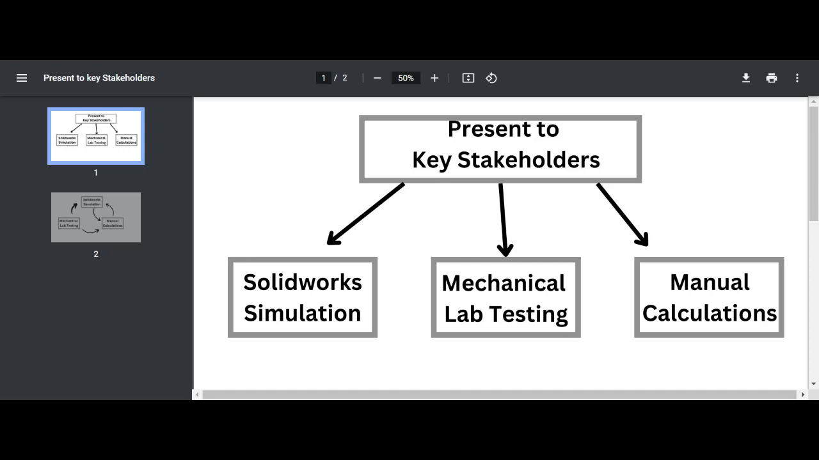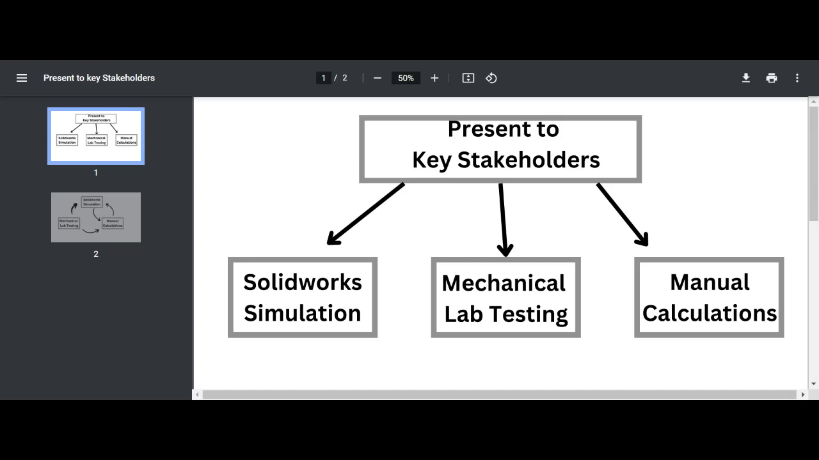Another method is physical mechanical lab testing. So sending your part in question to a lab that has the professional mechanical equipment that's highly calibrated to then run an actual physical test that mirrors the real world and getting results that way.